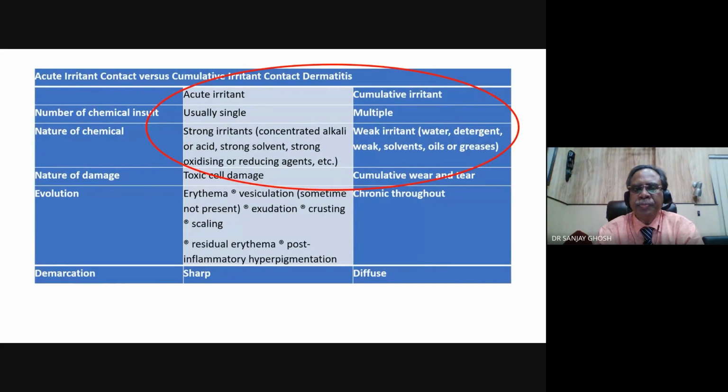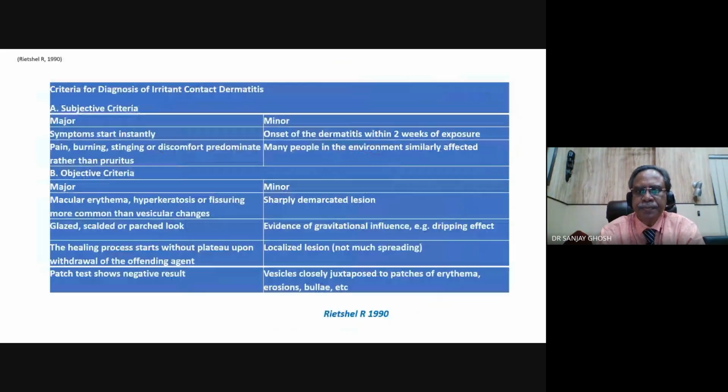Acute irritant is usually from a single insult, cumulative from multiple insults. Acute irritant is usually caused by strong chemicals, strong irritants, whereas cumulative is actually repeated weak irritants. And in acute, there is toxic cell damage, whereas in cumulative, wear and tear is going on. In acute, we get the acute phase like acute eczema, erythema, vesiculation, etc. But cumulative, from the beginning, is chronic, lichenified, etc. The demarcation of acute irritant is sharp, and in case of cumulative, it is diffuse.